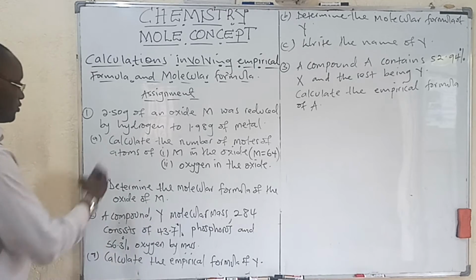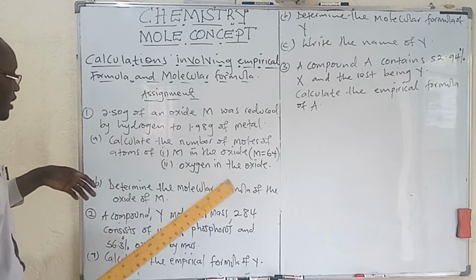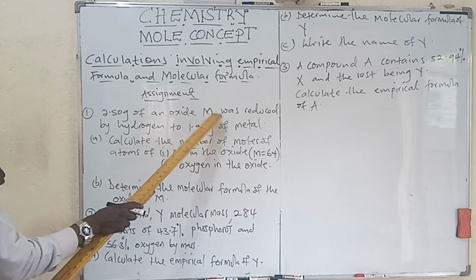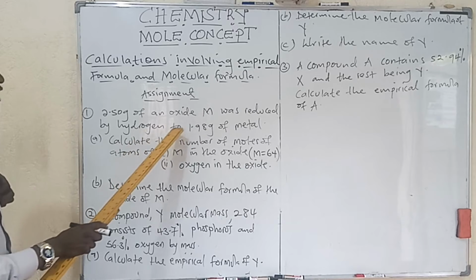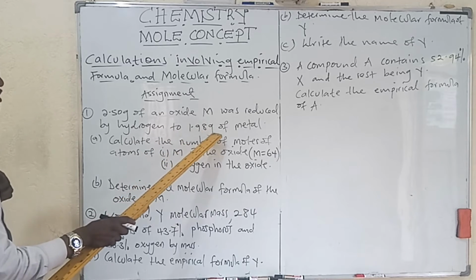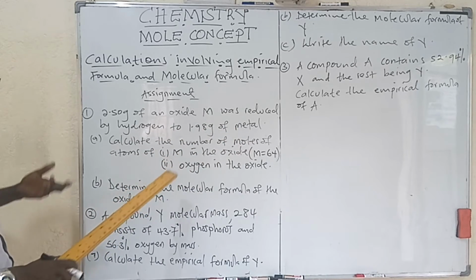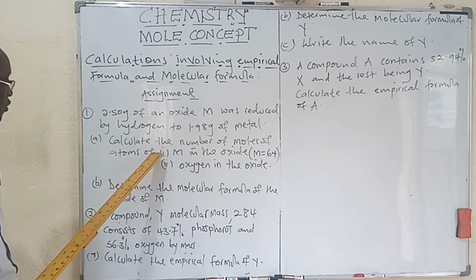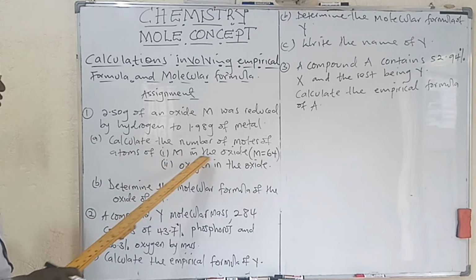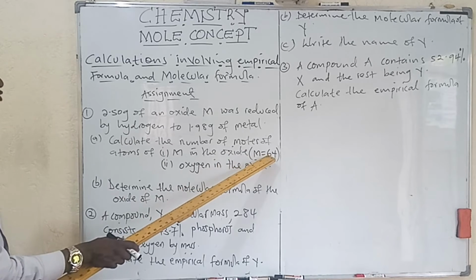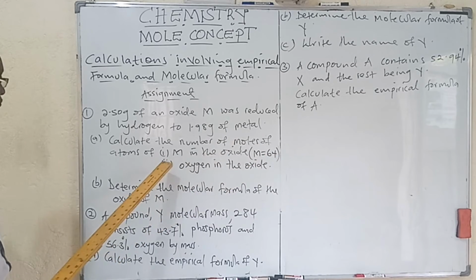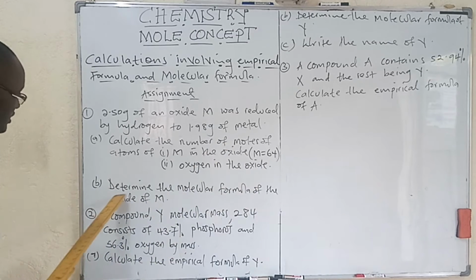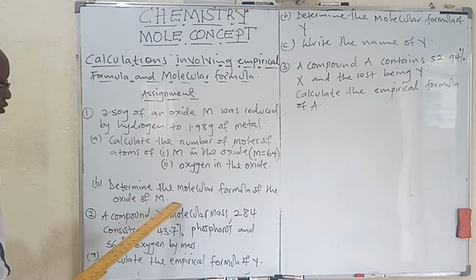Allow me to read for you what I've written on the board, since most of you are not familiar with my handwriting. So number 1, 2.50 grams of an oxide of M was reduced by hydrogen to 1.98 grams of metal. Part A, calculate the number of moles of atoms of Roman number 1, M, in the oxide, and the atomic mass of M has been given as 64. Then Roman number 2, oxygen in the oxide. Part B, determine the molecular formula of the oxide of M.